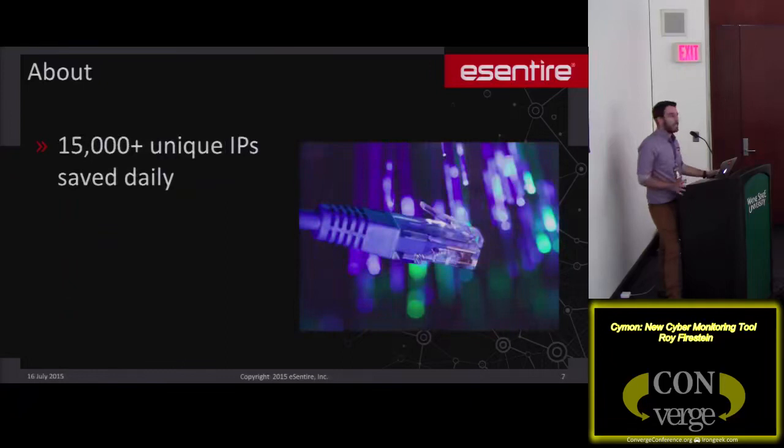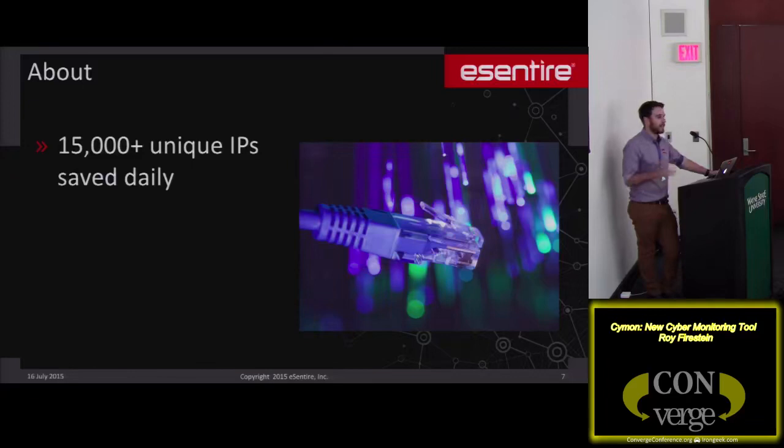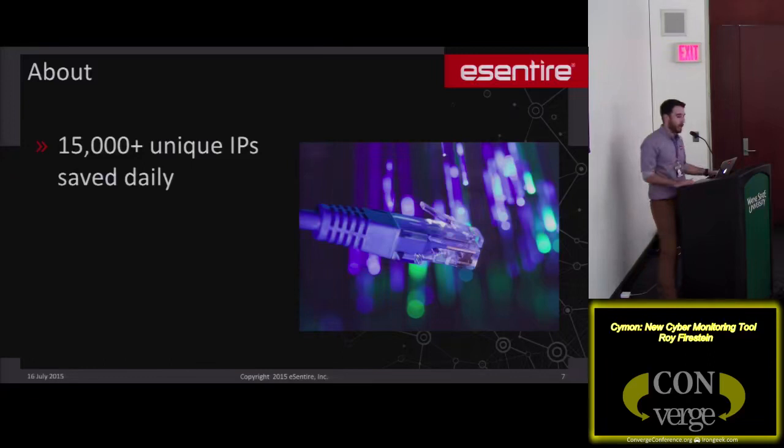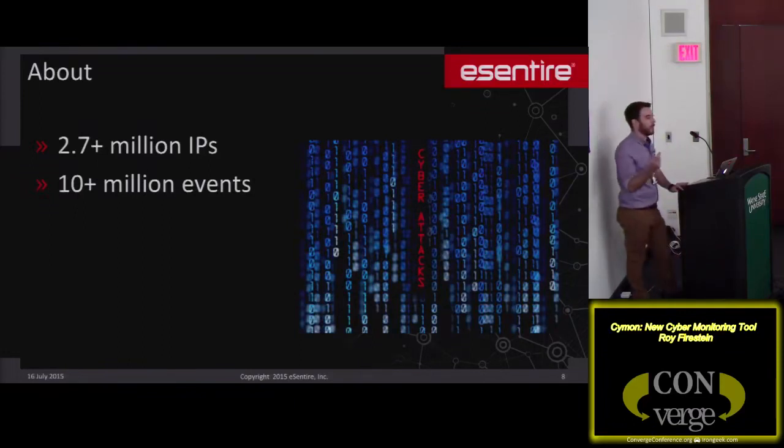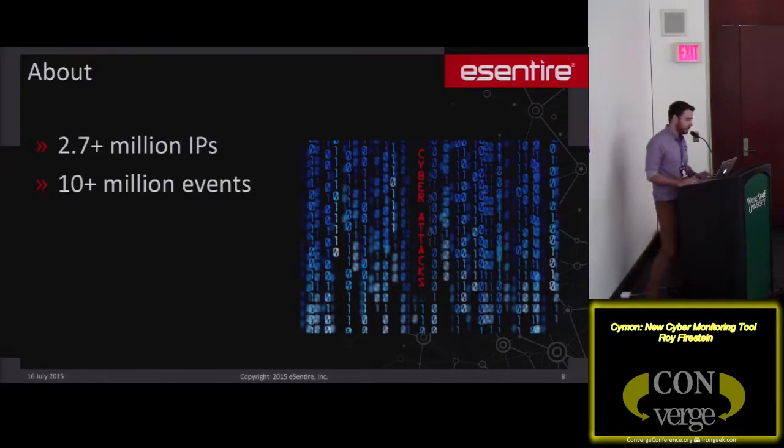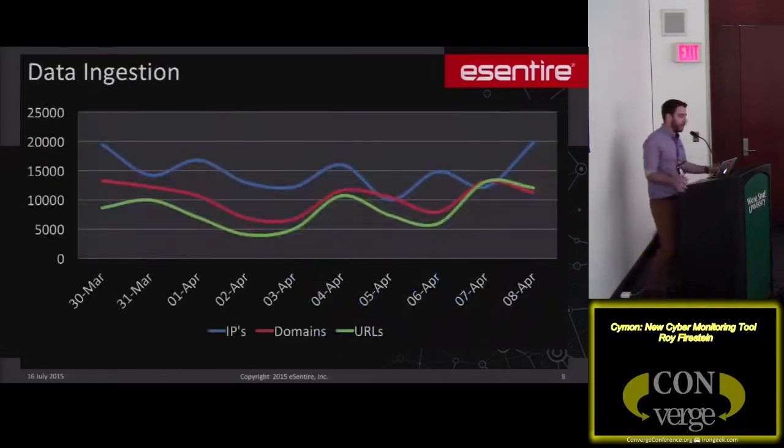Now, Cymon is technically a big data analysis tool. It ingests a lot of information every day, and on average, I would say there's about 15,000 unique IP addresses that get added to the database. So it's growing quite rapidly. We have about 2.7 million IP addresses as of last night, and over 10 million events. An event is something happened on this IP, a phishing attack, or malware was detected, that kind of stuff. That's an event.